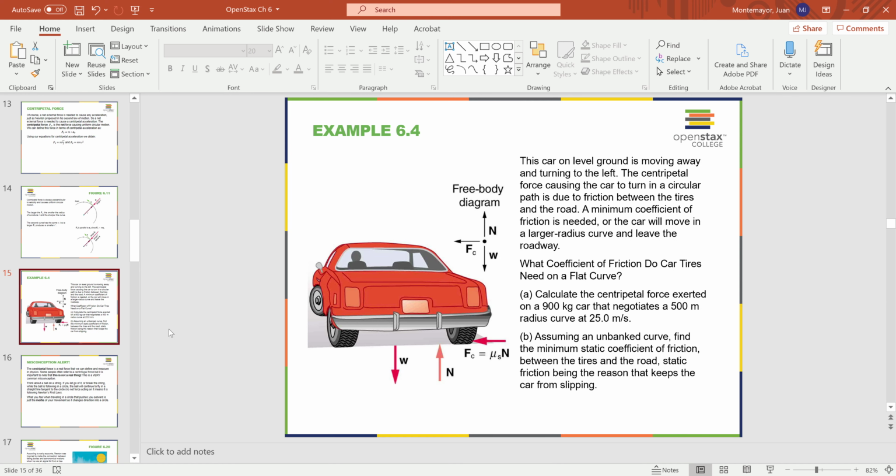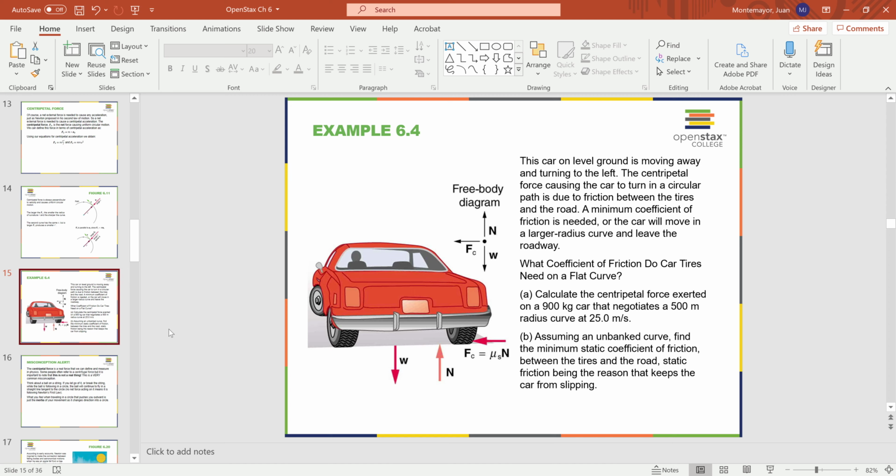Okay, so that brings us to example 6.4. This car on level ground is moving away and turning to the left. The centripetal force causing the car to turn into a circular path is due to friction between the tires and the road. So now we're bringing in chapter 5. A minimum coefficient of friction is needed, or the car will move in a larger radius curve and leave the roadway. What is the coefficient of friction due to tires needed on the flat curve?